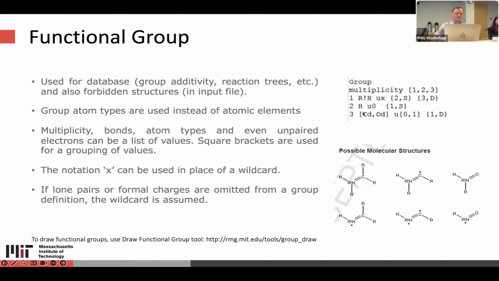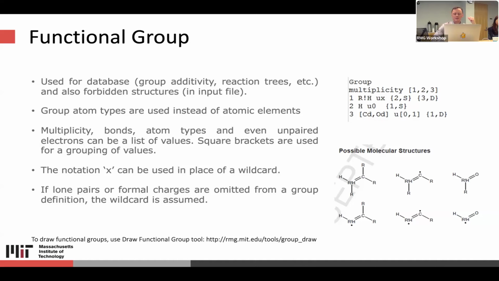So automatically we see that there's element types that are not just carbon, but more specific types of carbon, and we can write lists. The multiplicity line here, I've got a list. You can also put a wildcard as an X. So here it says UX, meaning any number of unpaired electrons. So it's very flexible. I think you can describe almost anything. But you've got to think quite hard to do so.